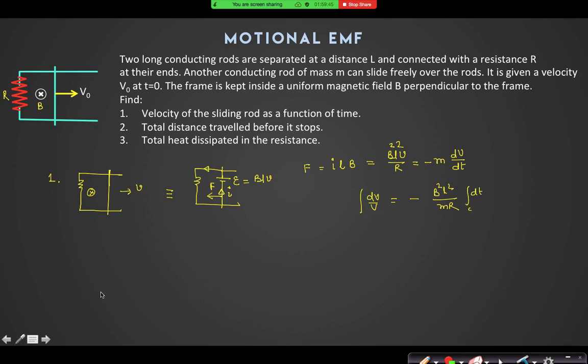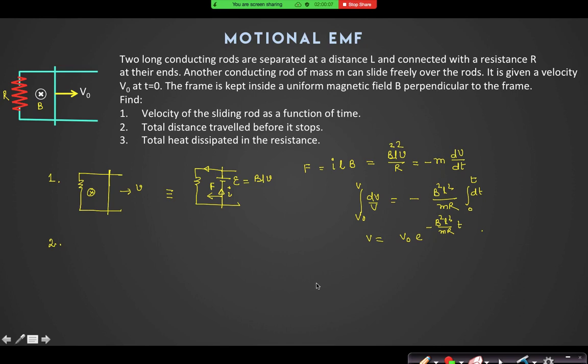At t equal to 0, the velocity is v0. After time t, the velocity is v. So v is equal to v0 into e power minus B square L square by mR into t. Have you got this first answer? Yes, sir.